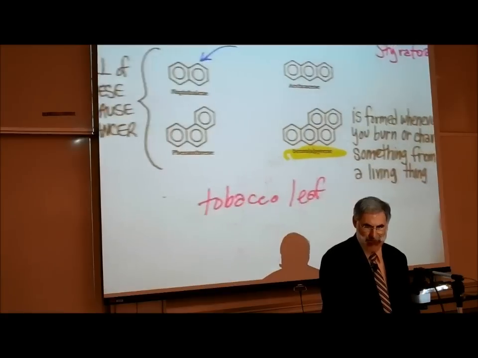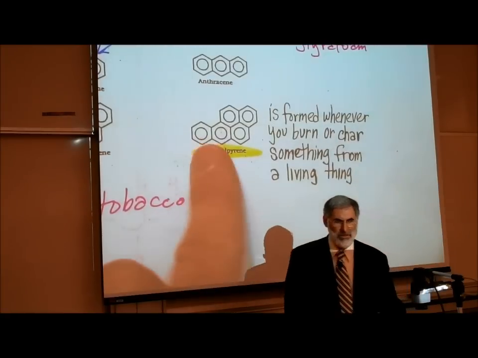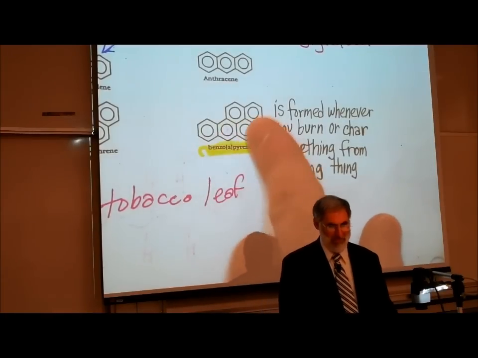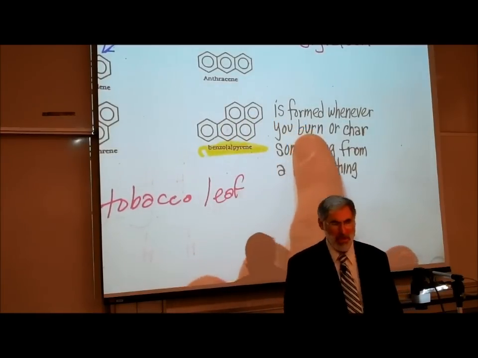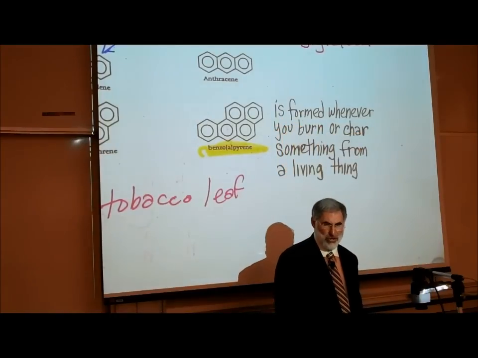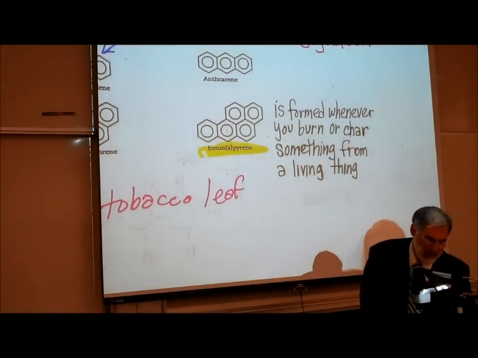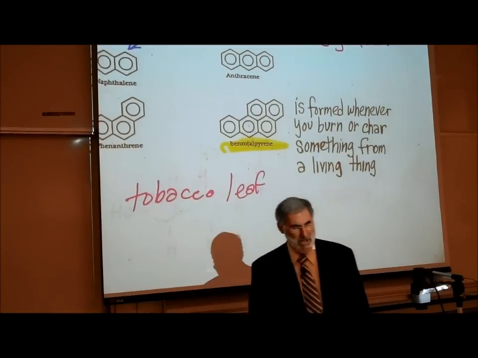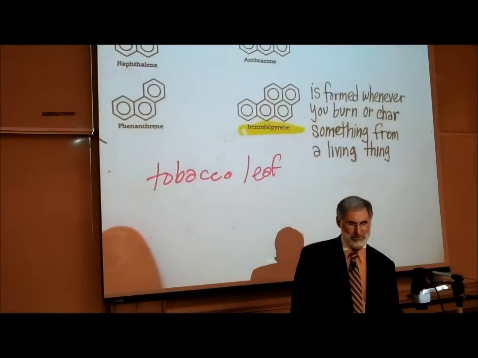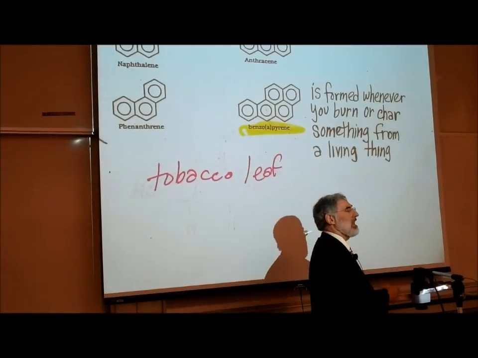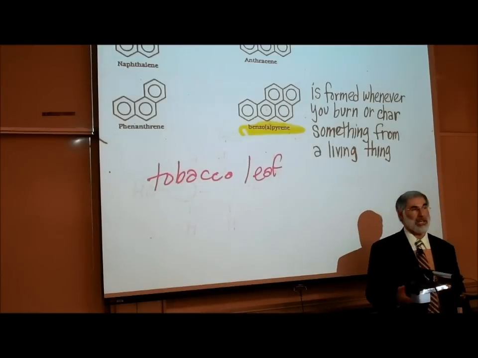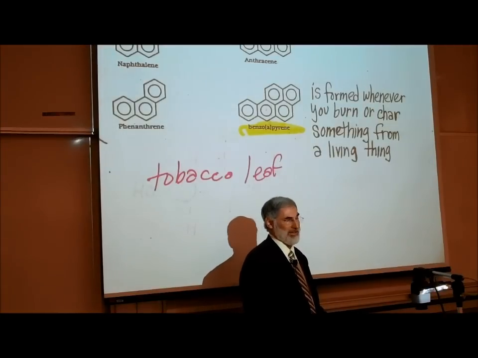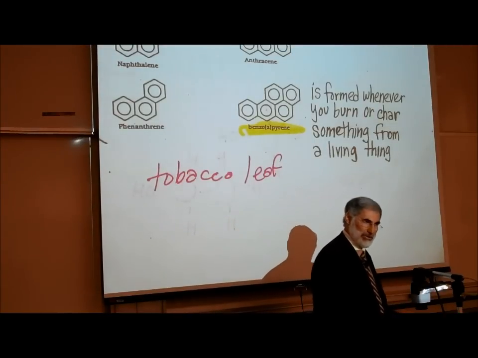But I want to tell you something else about them. Some of these, especially this one, benzopyrene, which looks like about five benzenes joined together, we wrote that it's formed whenever you burn or char something from a living thing. And you might say, what? Okay, so let me give you a couple of examples. A leaf. It could be a tobacco leaf. It could be a leaf from any plant. Is that from a living thing? Yes. It's got organic chemicals in it.